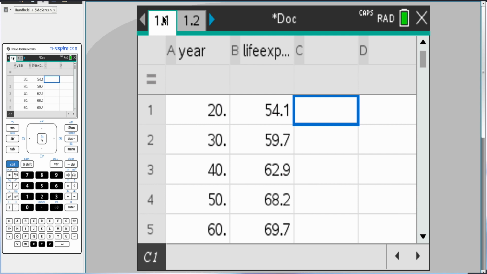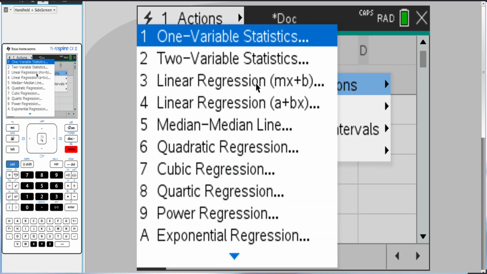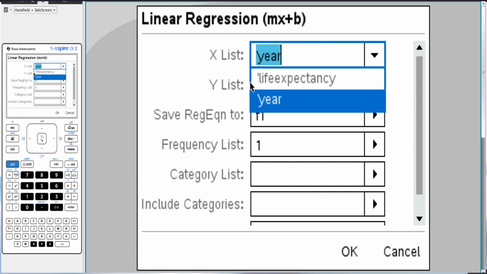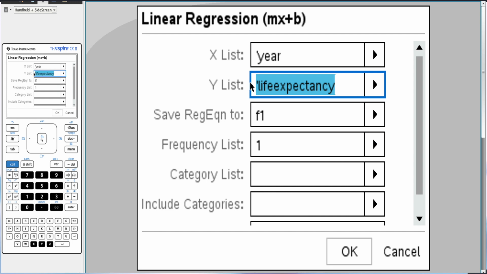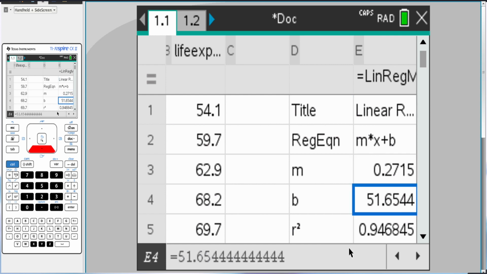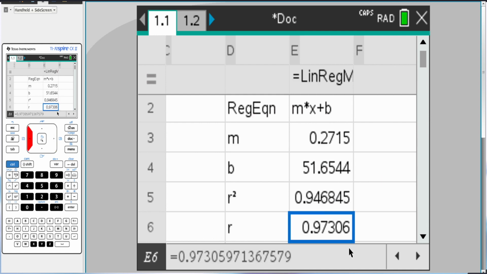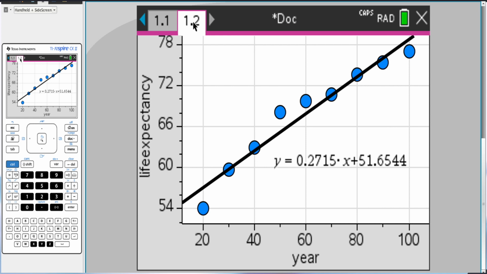So what do I have to do if I go back to my first part, my spreadsheet? How can I do that same linear regression? If I hit Menu, and I go down to Statistics, I want to do Stat Calculations, and now I'm going to select my linear regression. I'm going to select my X is years, my Y is life expectancy, and then I don't have to mess with anything else. I'm going to hit OK, and I can see I have my slope 0.2715. I have my y-intercept 51.65. We've now got our r squared value. Interesting. And then right below that is my r of 0.97306. So the question is, what is this telling us? Well, that is telling us that we have a very strong positive linear relationship, a linear association between year and life expectancy.